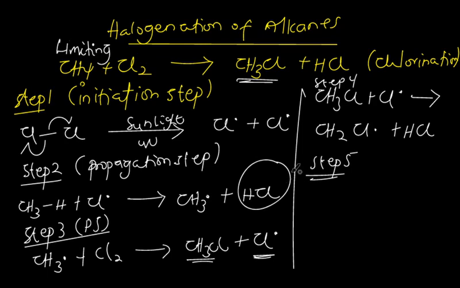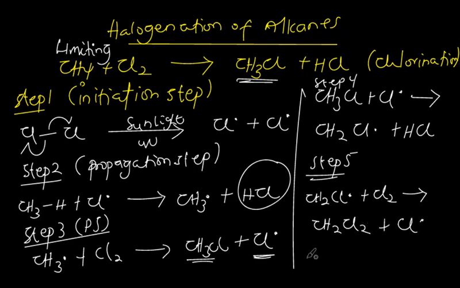In step 5, the CH2Cl radical will attack a new molecule of what? Chlorine, to give us CH2Cl2, which is dichloromethane, plus Cl radical again. So you could see at the first part we have chloromethane. But if the methane is the limiting reagent, or it's not in excess, the reaction will continue to step 4, where we will have what?